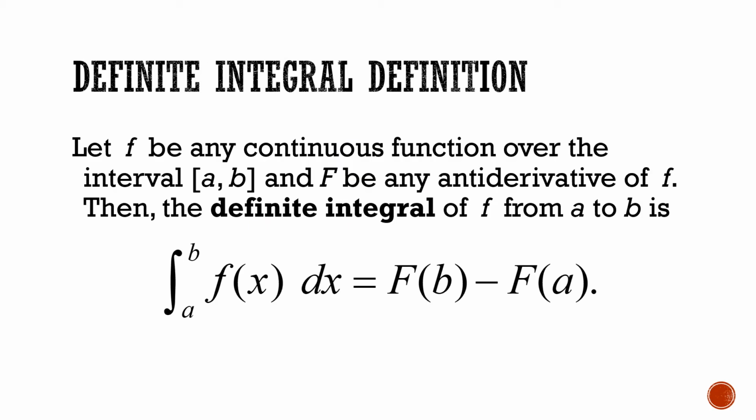Here's your formal definition of a definite integral, basically the same thing we just did. If you want to find the integral from a to b of f of x, you take the antiderivative, and then you do F of b minus F of a. That is your formal definition.